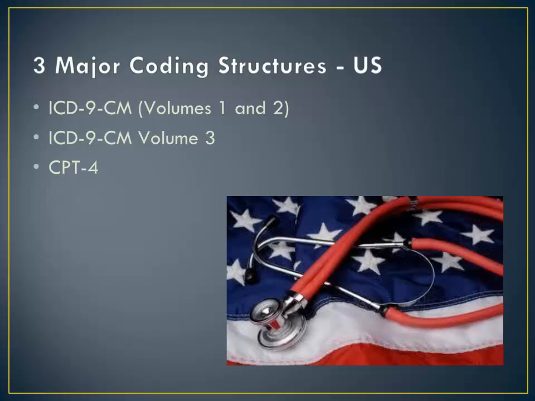Here in the US, we have three major coding structures. They include ICD-9-CM Volumes 1, 2, and 3, and CPT-4. ICD-9-CM Volumes 1 and 2 essentially relate to diagnostic. It's the diagnoses. The code set ICD-9-CM Volume 3 and CPT-4 pertain to the procedures and services that are provided.